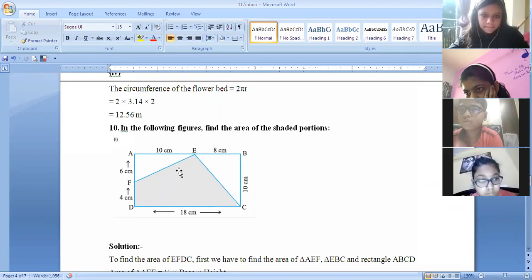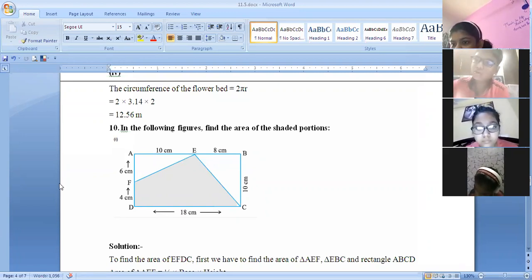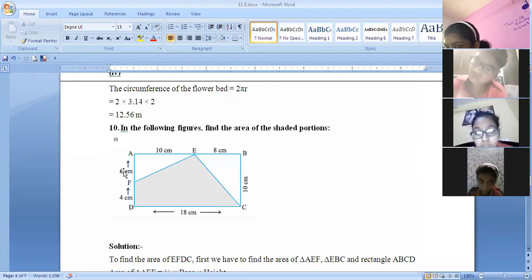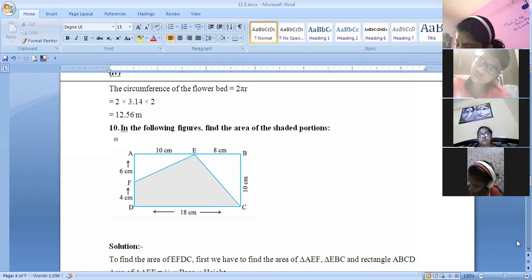Area of a triangle. First triangle, that is AEF. Triangle AEF. Half into base into height. Base you will be taking 6. Height you will be taking 10. Yes, Mukul, Mahi, your answers are right. Can we check your answer again? 6 and 10. Base and height. This 6 will be the base. 10 will be the height. Solve it, children. Area of a triangle. Yes, Fiona, Tanvi, Lavish, your answers are right.